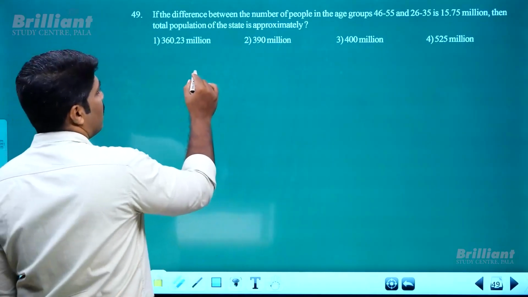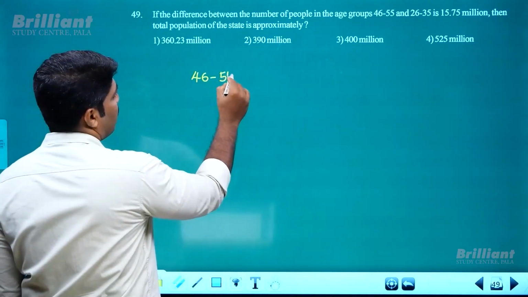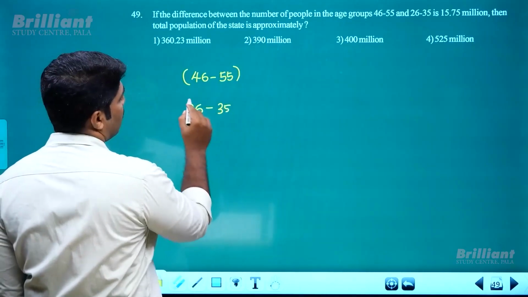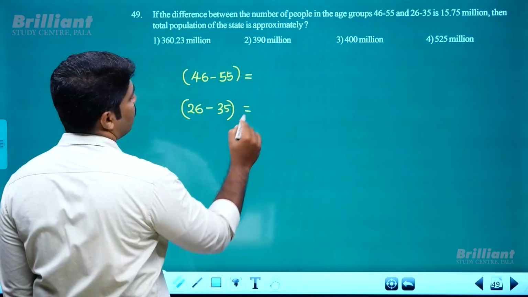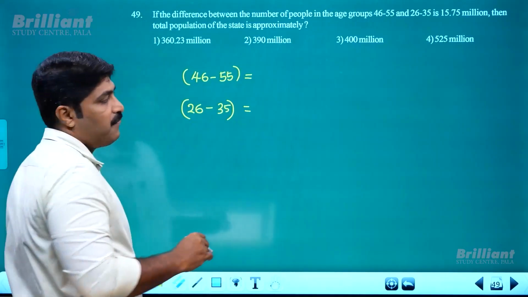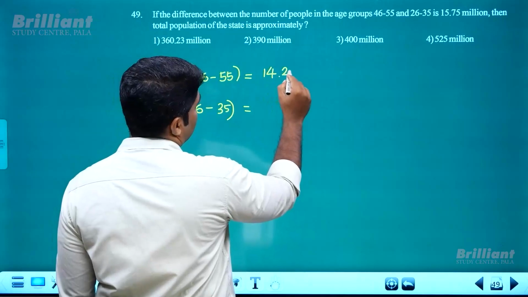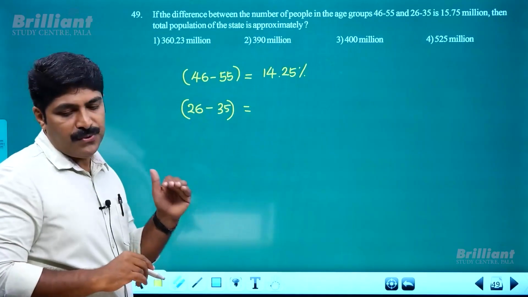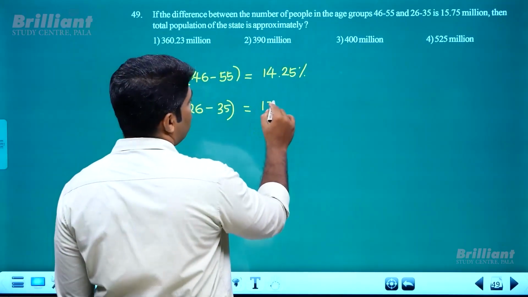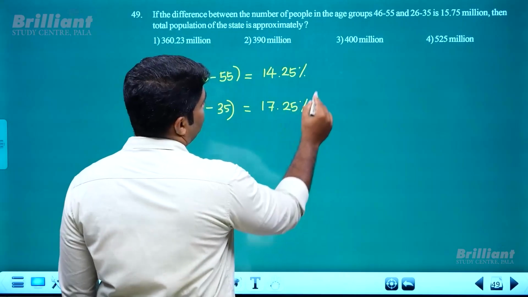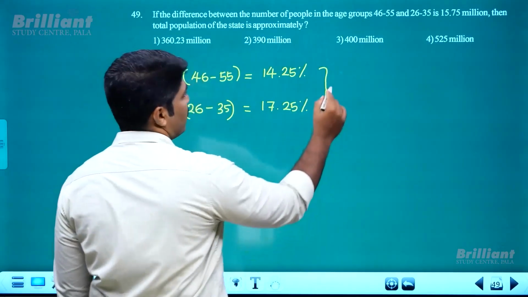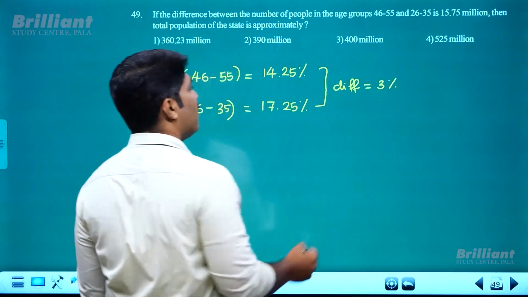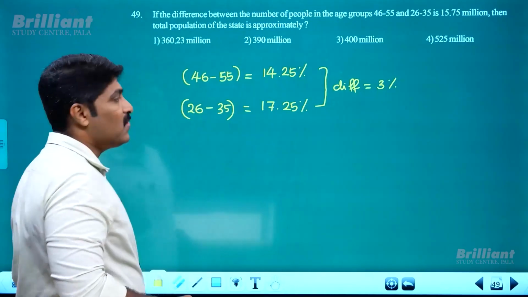Here first we have to consider 46 to 55 and the other group, that is 26 to 35. So you have to find out what is the percentage wise distribution here. What is 46 to 55? That is 14.25%. From the basic data you have to collect this information. And 26 to 35, what will be the distribution here? That is 17.25. So what's the difference here? That is nothing but 3%. Difference is 3%.